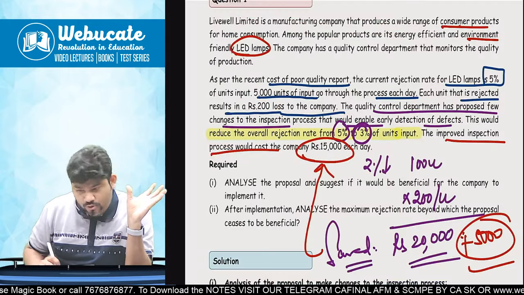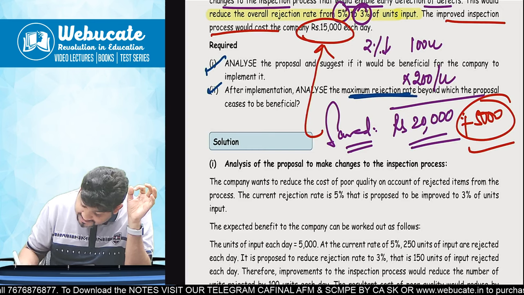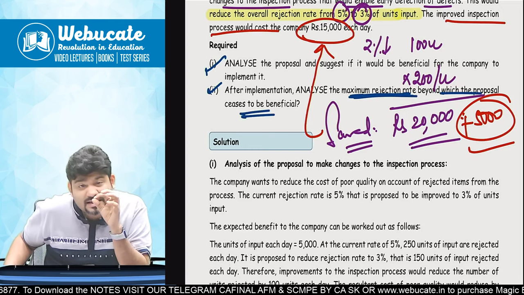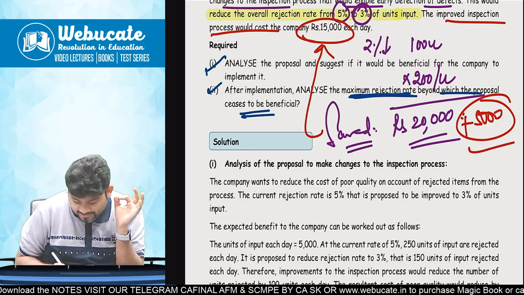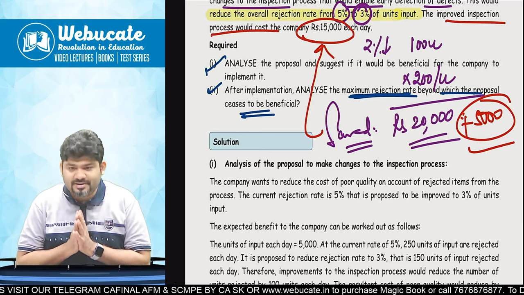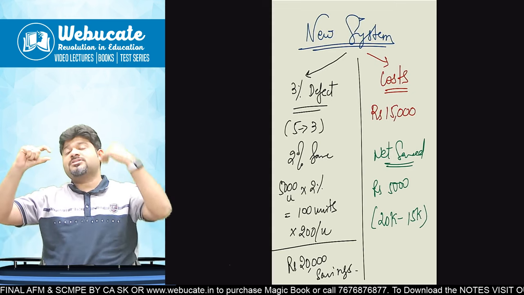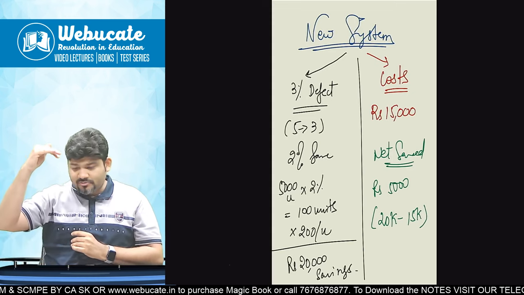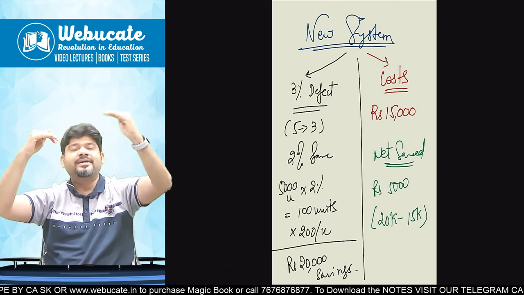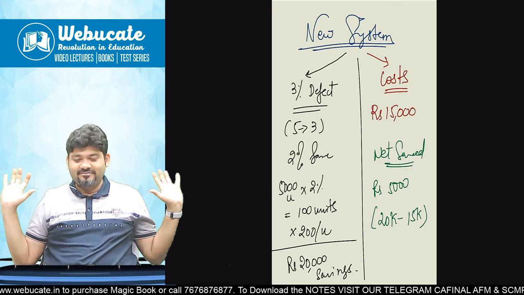So, this was the first part, guys. The first part we had already solved on our own. Second part: after the implementation, analyze the maximum rejection rate beyond which the proposal ceases. Ceases means stops to be beneficial. This year it was beneficial because we saved more than the cost we are incurring. Cost incurred was 15,000. Saving was 20,000. 5,000 extra we are able to save.